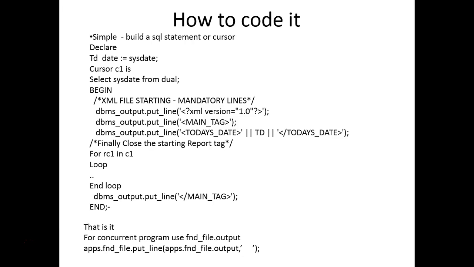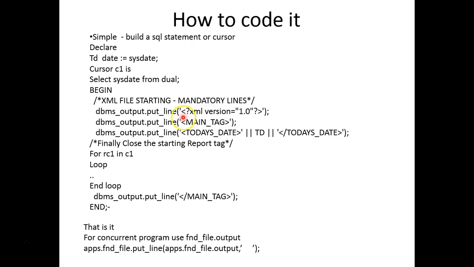Let's see how to build the code. Here's a sample code that you can use. The code begins with a simple declare statement. You have a cursor, and you have the XML header. You have the main tag. You have the attributes. Today's date is an attribute, and you're going to pass this value. Then you loop through and generate the tags. If you run this script, you would see the output correspondingly.